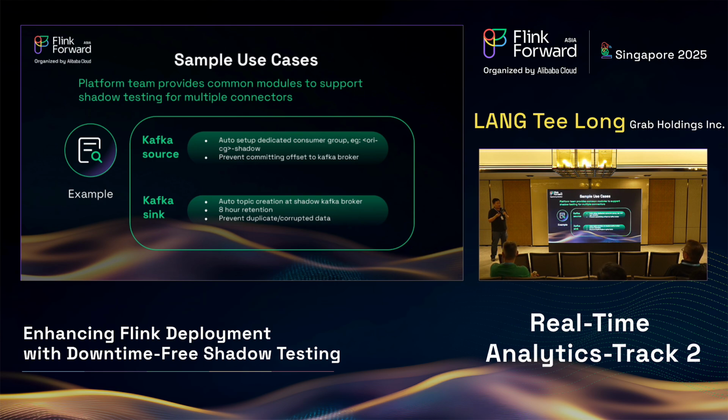Let's say for our Kafka source, for the shadow pipeline, it will auto set up a dedicated consumer group. For example, the shadow consumer group will be injected with the shadow suffix, so it will prevent committing offsets to the Kafka broker. A Kafka offset in this scenario is just a unique identifier or index of the topic message in a Kafka partition. It determines the last successfully processed message for the consumer in the Kafka topic.